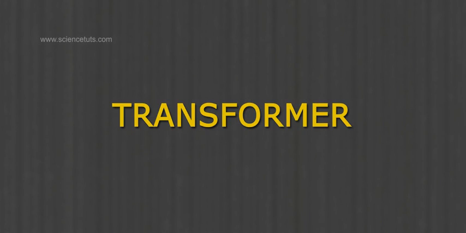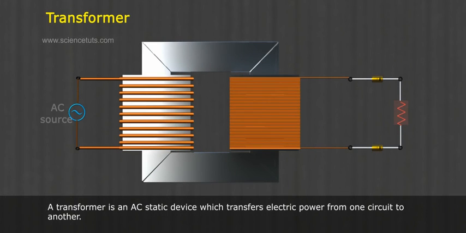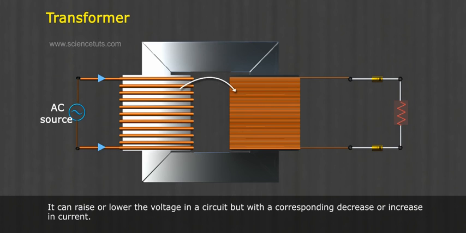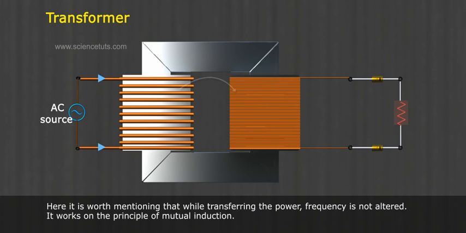Transformer. A transformer is an AC static device which transfers electric power from one circuit to another. It can raise or lower the voltage in a circuit, but with a corresponding decrease or increase in current. Here, it is worth mentioning that while transferring the power, frequency is not altered. It works on the principle of mutual induction.